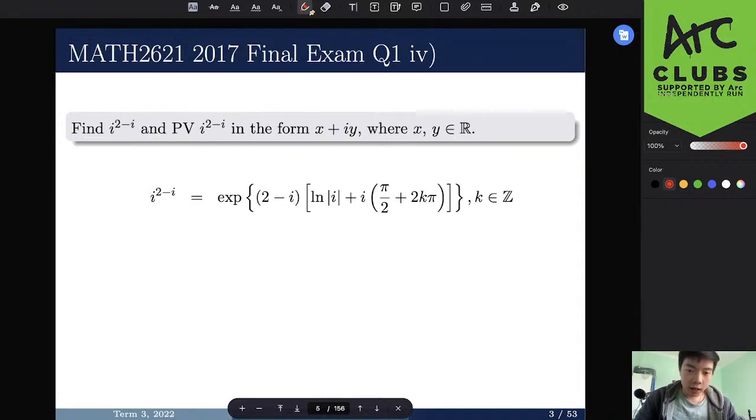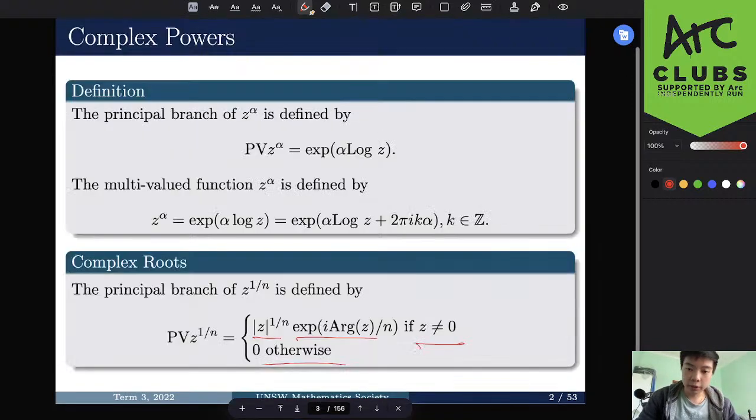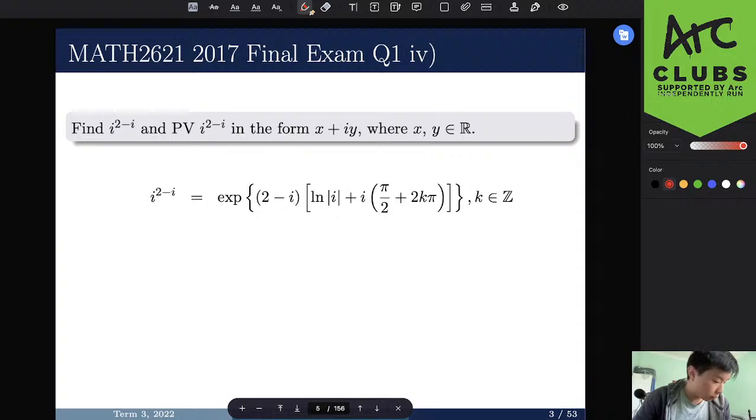We have i to the power of 2 minus i, and of course we can just put it into the form that we saw right here, so the one right here. And so of course we have alpha as our 2 minus i, and we have the exponential of 2 minus i, and that's multiplied by the log of our base i, which is right here. And then what we can do is use the fact that the modulus of i is just 1, right? So this just becomes ln of 1, and of course ln of 1 is just 0, and so all we're left with is this imaginary part right here.